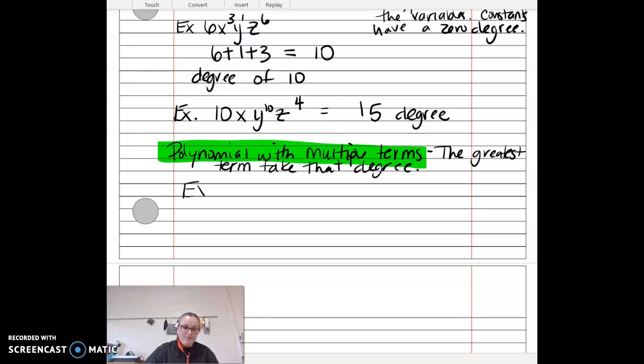So for example, if I had 6ab squared plus a squared b to the third power plus 2b. Okay, this is three terms. And then what you're going to want to do is look at each term separately and find the greatest degree. So let's look at 6ab squared. This has a squared and then a 1, so this has a degree of 3. This has a degree of 5, and then this has a degree of 1. So what you're going to do is take the degree of the biggest one. So this polynomial is the 5th degree.